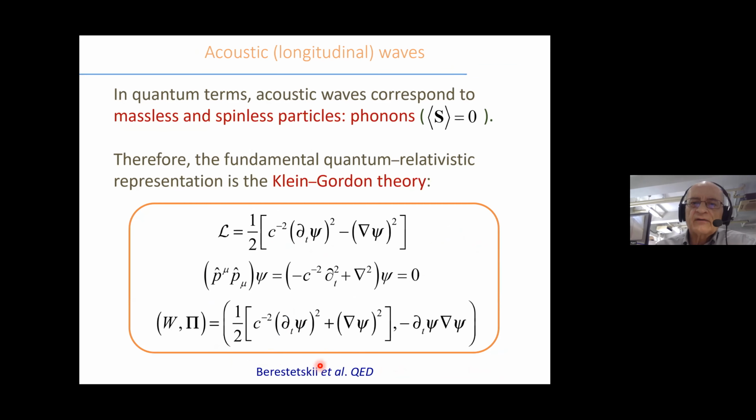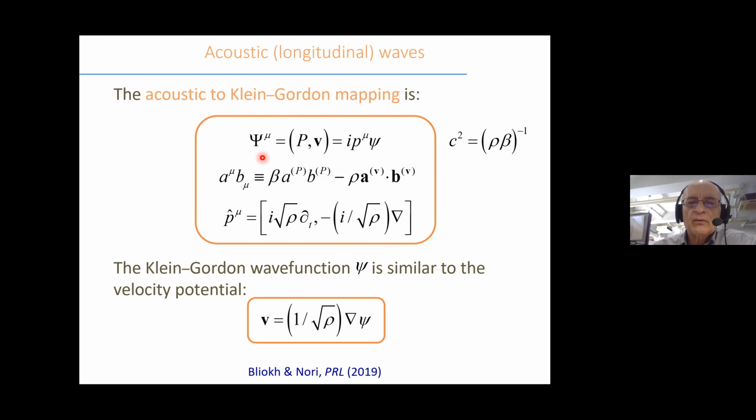In quantum terms, the acoustic waves correspond to massless and spinless particles. Therefore, the fundamental quantum relativistic representation is the Klein Gordon theory because the spin is 0 for the acoustic waves. So you write the Lagrangian for the Klein Gordon equation, you get this 4 momentum representation. The energy is this one here, the momentum is this one here. This is standard in field theory. But for the acoustic analogy, our wave function analog is this one here, pressure and velocity, which can be written as this product here, where there is the pressure, weighted by beta, and here the velocity weighted by rho. There is a 4 momentum here. The Klein Gordon wave function is similar to the velocity potential, this one here. So by taking the gradient of this wave function, you can get the velocity, which is not too bad.